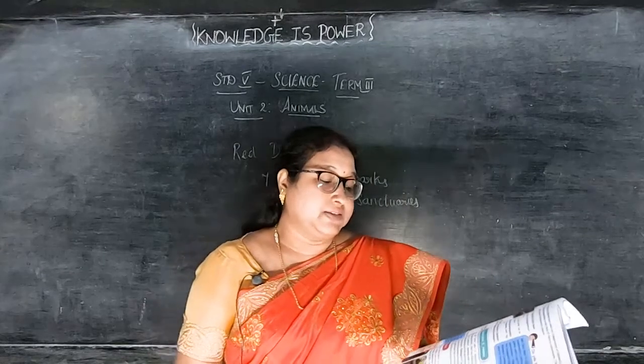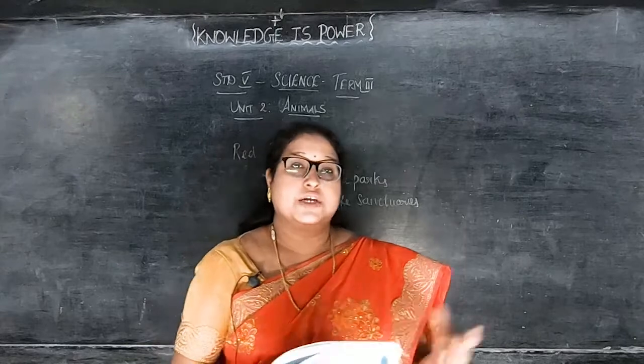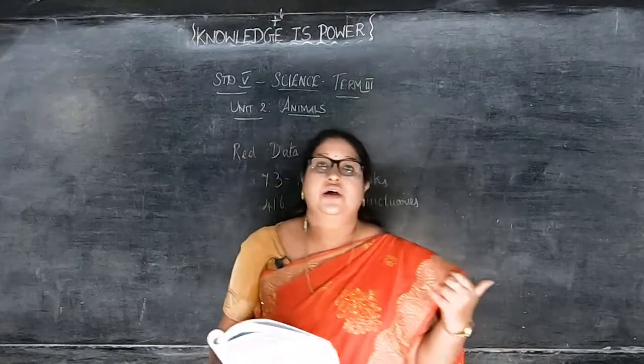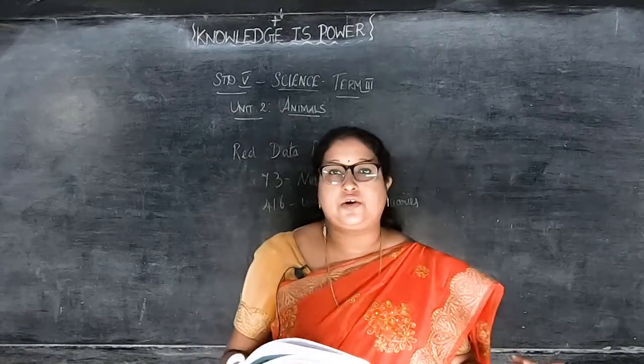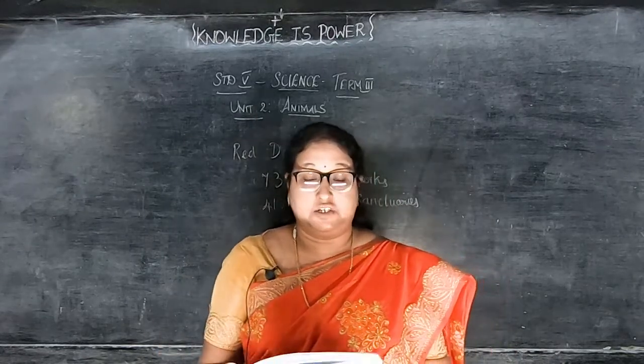The national parks cover an area of 100 to 500 square kilometers. So here grazing, cultivation and ownership are not permitted in these national parks. Then there is Jim Corbett National Park.